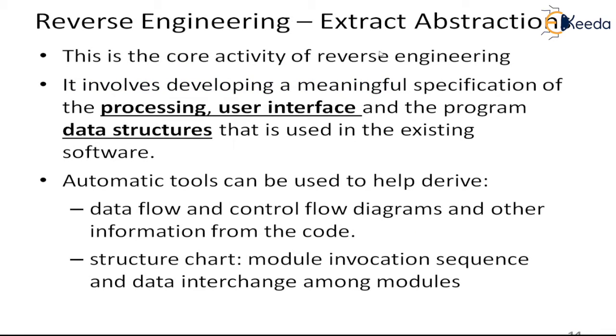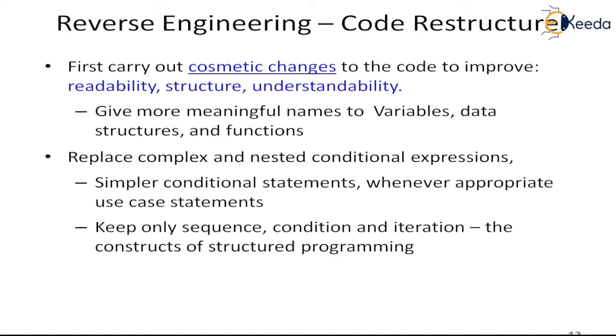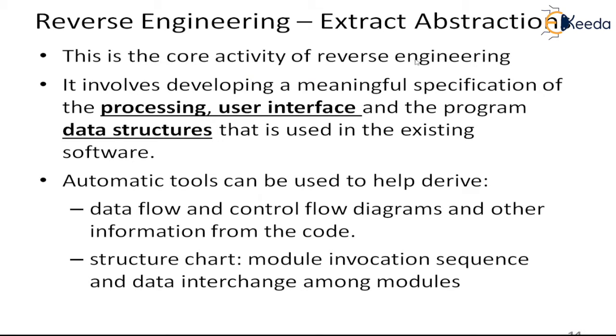Now we come to extract abstraction. Here in code restructure you are doing only a little bit of cleaning, and here you are doing the actual extract abstraction. This is the core activity of reverse engineering. It involves developing a meaningful specification of processing, user interface, and the data structures that are used in the existing software. Automatic tools can be used to help derive the data flow and control flow diagrams. It will keep on reading the program, maybe 3-4 passes will be done like a compiler, and all the structures will be created, the data flow structures and the control flow diagrams.